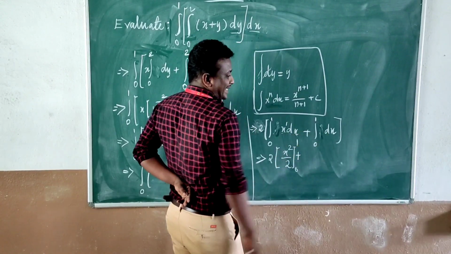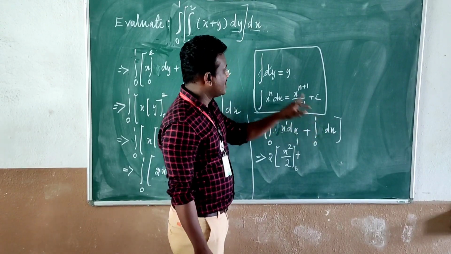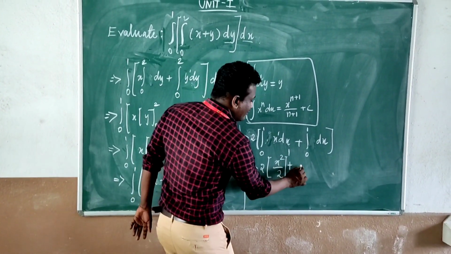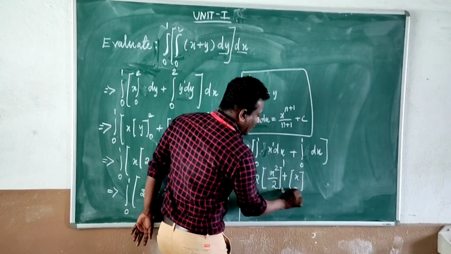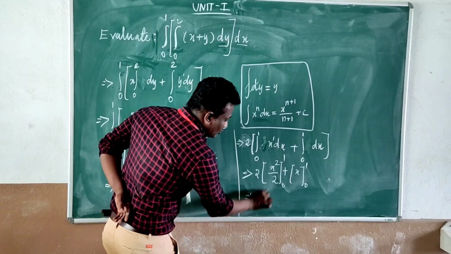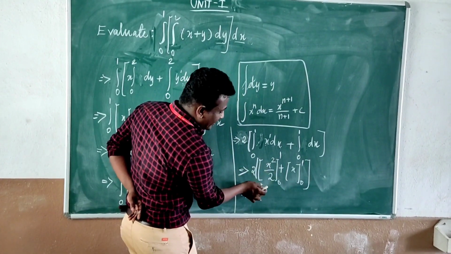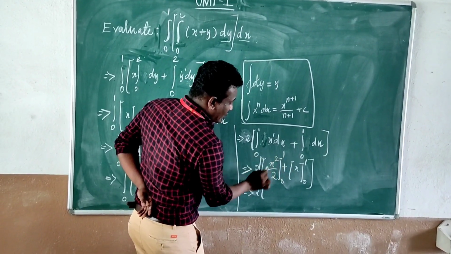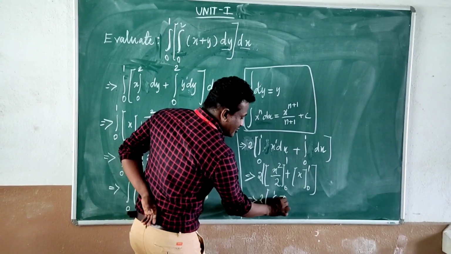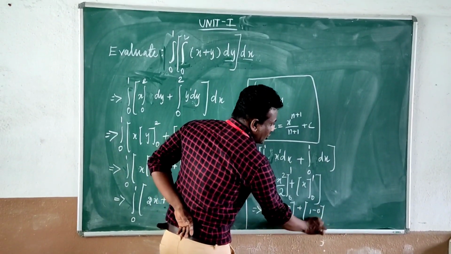Let's move to the second step. In the second step, we have only the integral symbol and dx. By the first formula, the d and integral symbol cancel and finally we get only x. Now apply the final limits. 2 is common, so give a common bracket. Now apply the upper limit, which is 1. So 1 square is 1, so 1 by 2. Then the lower limit is 0, just 0. Plus, the upper limit is 1 and the lower limit is 0.